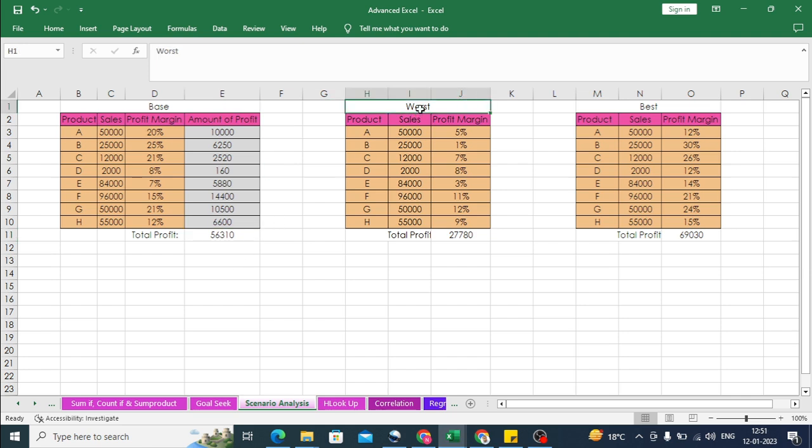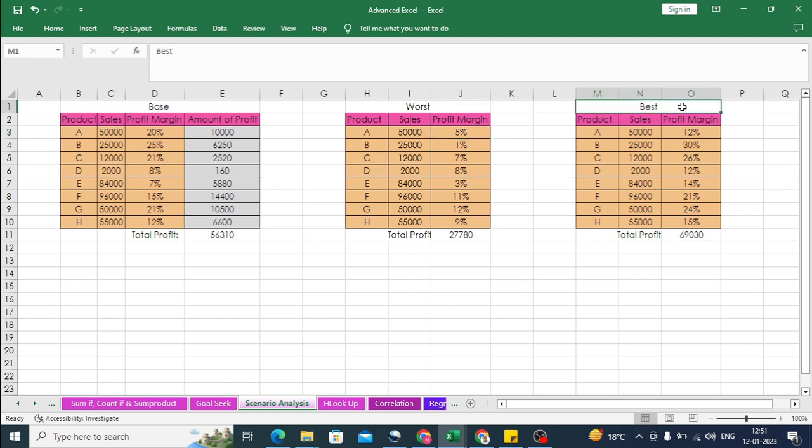Now in the worst case scenario, the products are the same, the sales is the same, but there is a huge shrinkage in the profit margin. As you can see, in the base year, product A had a profit margin of 20%, but in the worst case scenario, it has only 5% profit margin. And the same thing goes for all the other profit margins. In the worst case scenario, all the profit margins are much lower than the profit margin of the base case.